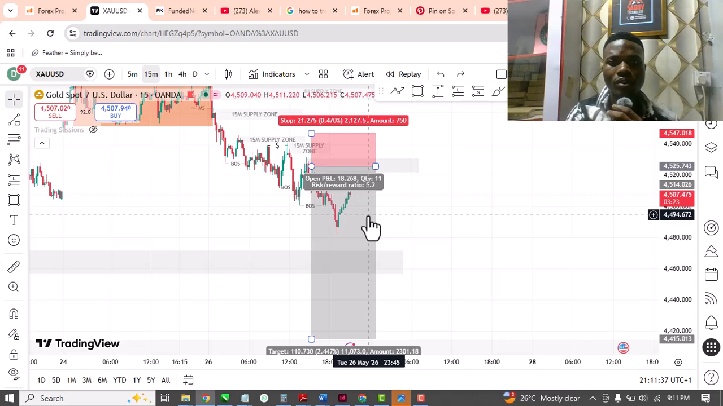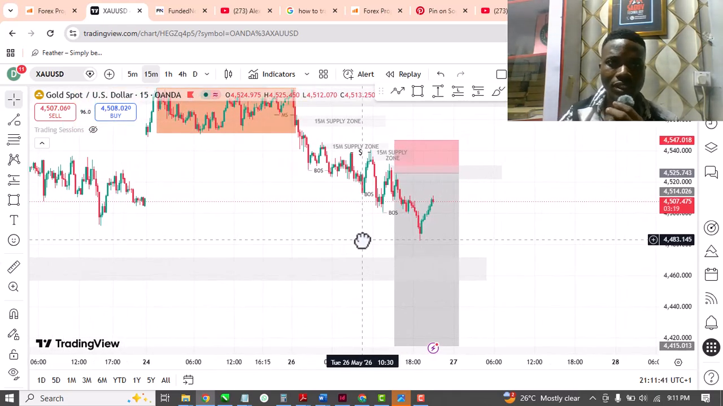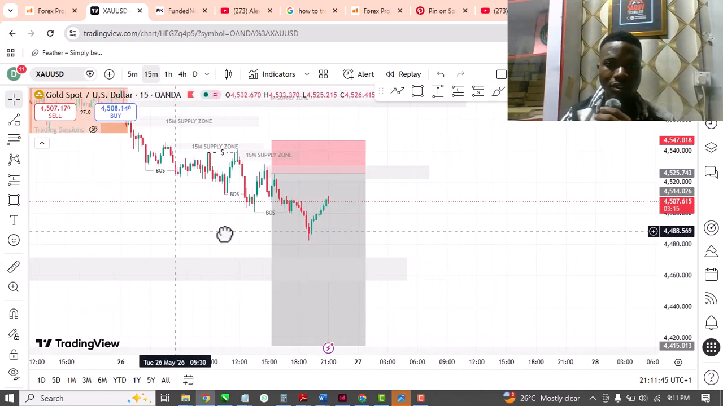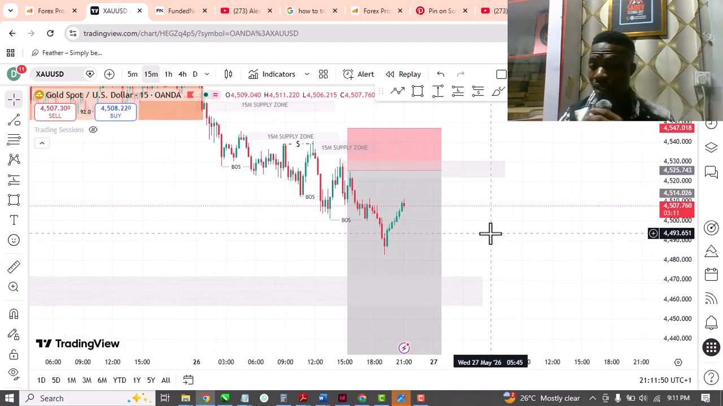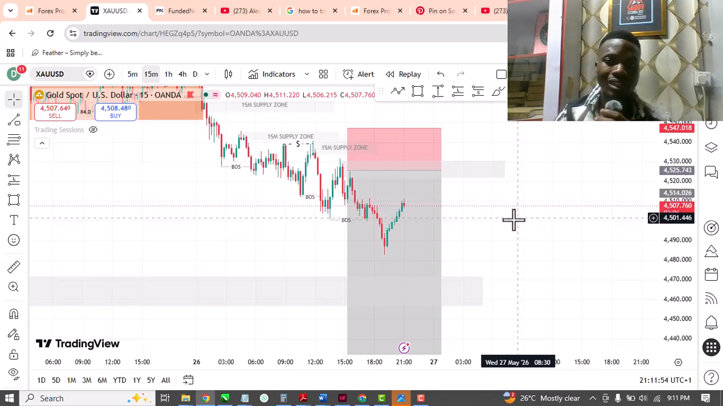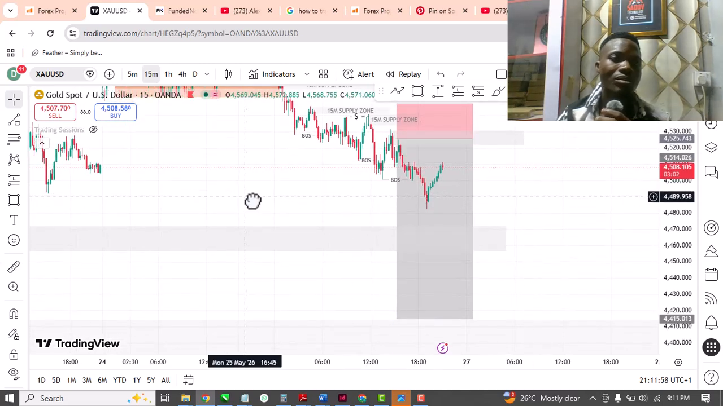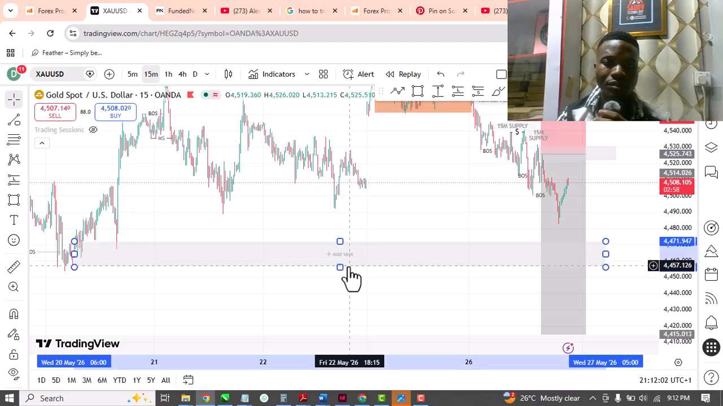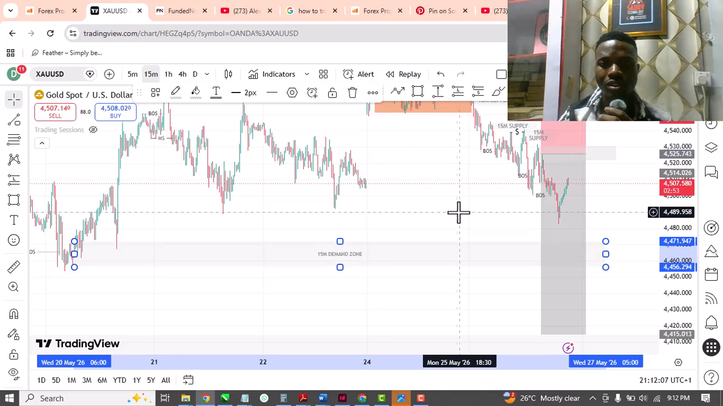But in fact, price is very slow today. It is very, very slow, and right now we are in the evening already. I just hope that even if I want to take my first TP, price has not reached my first target, because this is a 15-minute demand zone.